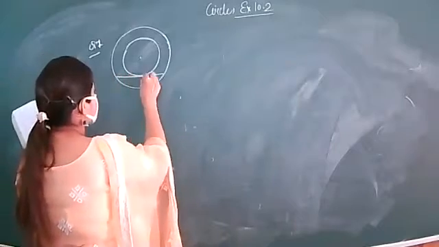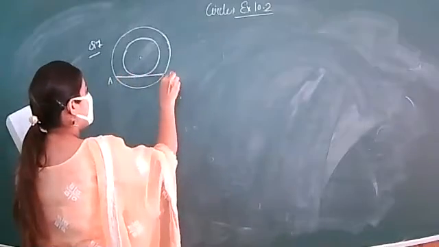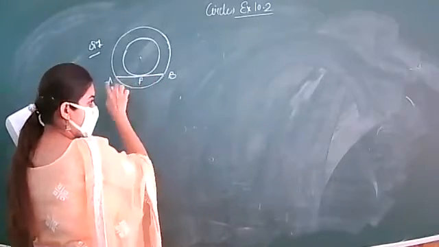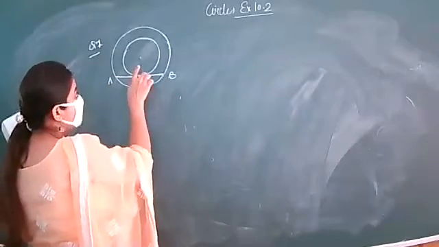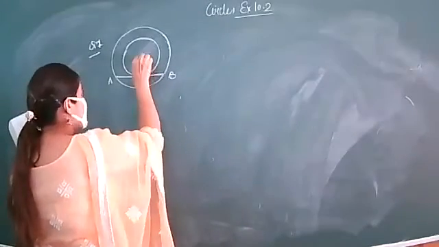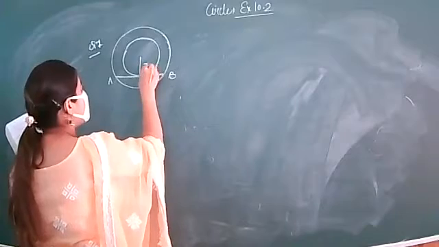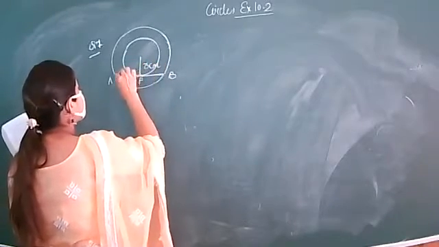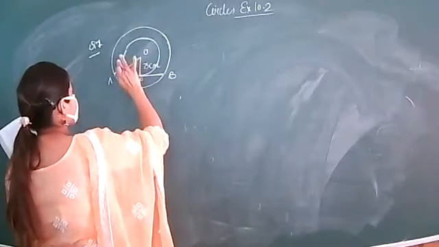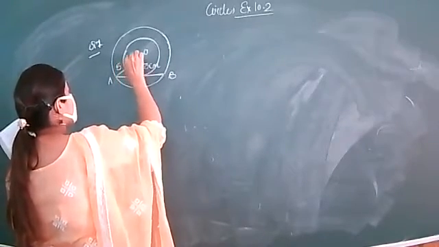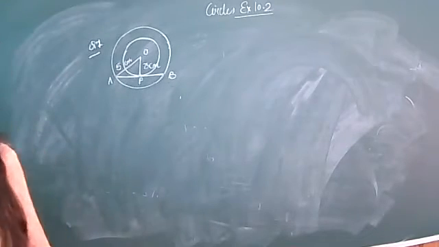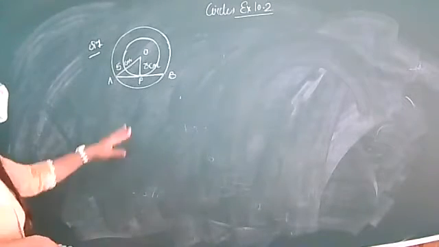So you have given this chord. I have given it the name AB, and this chord AB touches the small circle at P. So this AB chord will become the tangent for the small circle, and this P is the point of contact. If you join this line, this is the radius of the small circle which is given to be 3 centimeter in the question. And if you join this line OA, this is the radius for the bigger circle. So you have given two radii. First is 5 centimeter, which is the radius of the bigger circle, and 3 centimeter is the radius of the small circle.